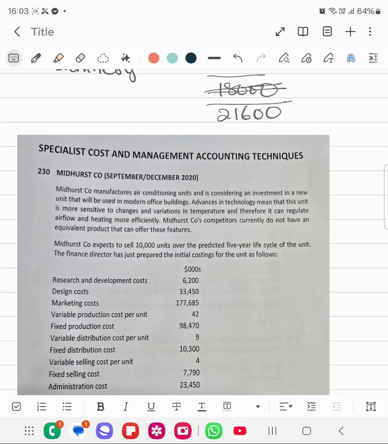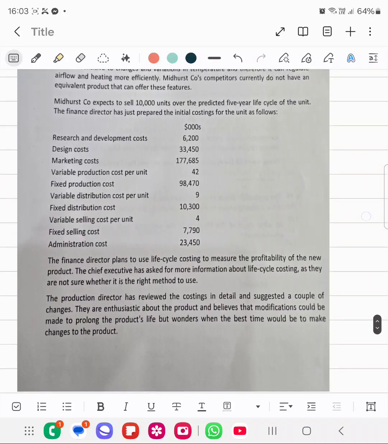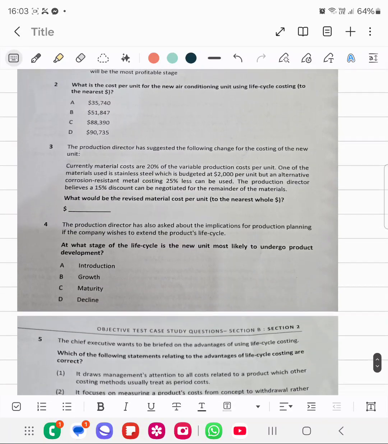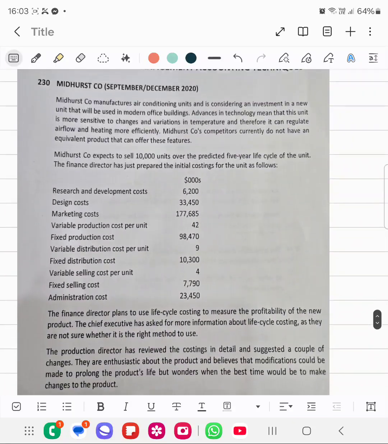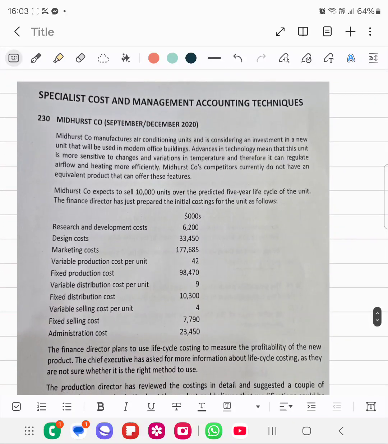Let's start with section B questions, and these questions are from the Kaplan exam kit. The very first question is question number 230. I'll be solving a few questions and uploading them on YouTube. Hope that these questions and solutions might help people.